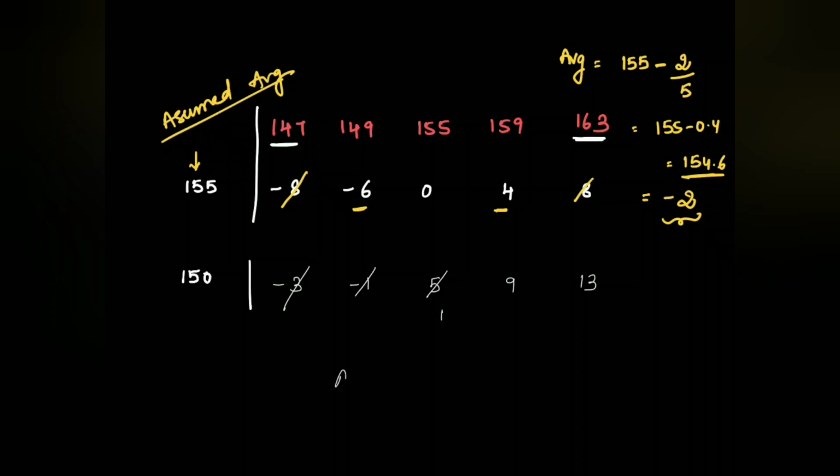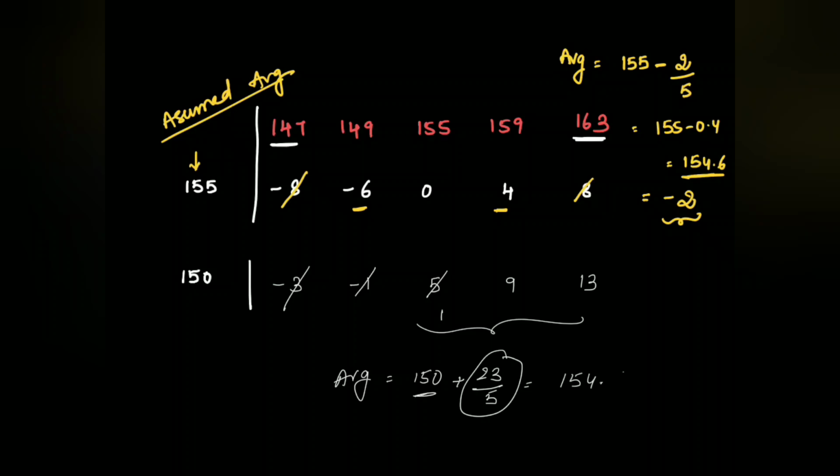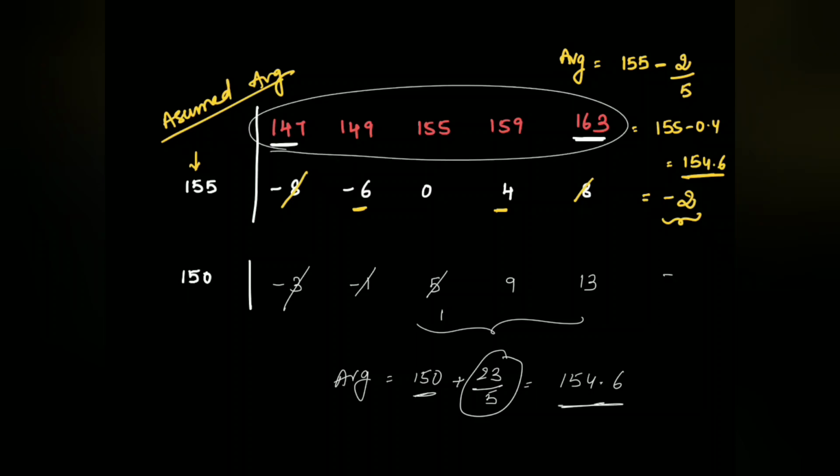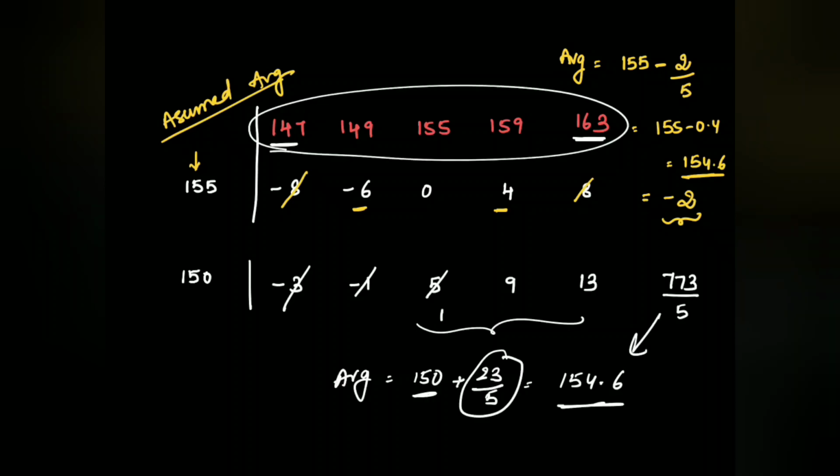So average is equal to, our assumption was 150, look at the sum of deviations, it is 23. So plus 23 divided by 5. So this is 4.6, we know. 150 plus 4.6, 154.6. This is how you can calculate the average without actually doing the sum. So if you want to verify, do the sum of all these observations, you will get 773 divided by 5. You will end up with 154.6.